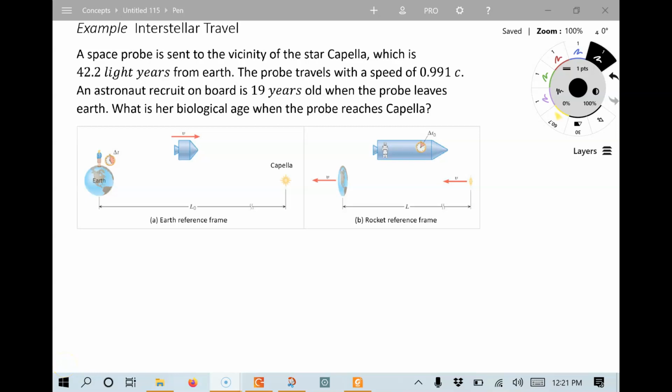Hi, this is an example problem on interstellar space travel from Chapter 28 on special relativity. Pause for a moment and read the question.